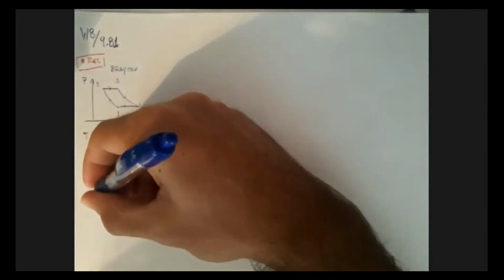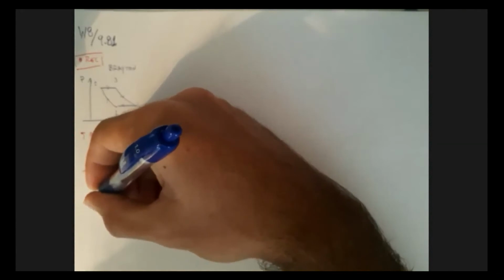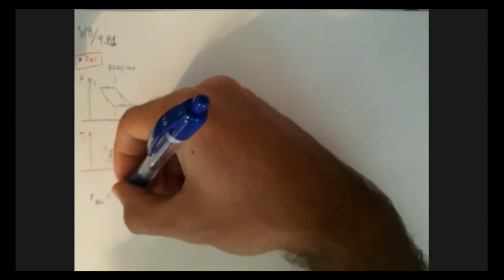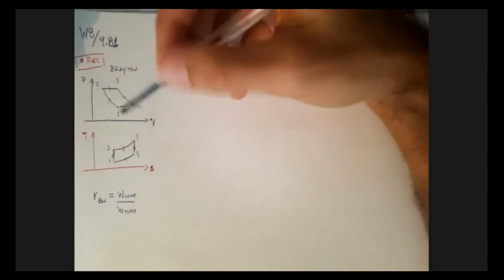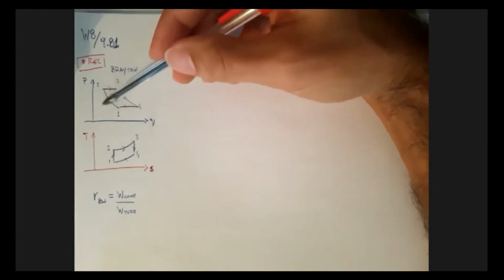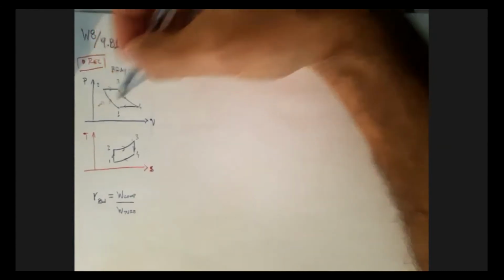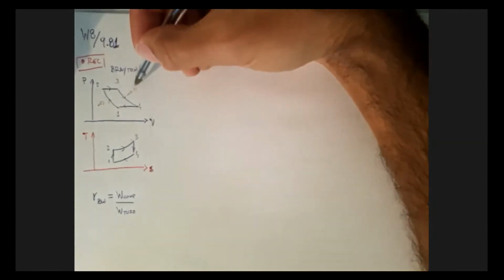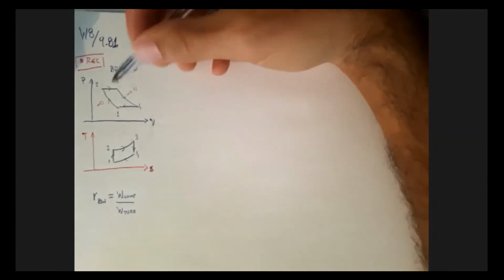Okay, now backwork ratio. Backwork ratio, I'll denote that as BW, okay? And the backwork ratio is simply the work of the compressor over the work of the turbine. So in other words, for the compressor to be able to compress the fluid, we need to give it some work, right? So there's some work coming in here. And then when the turbine outputs the work, it's outputting over here, right? So that's what happens in the cycle.